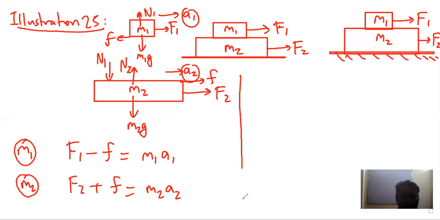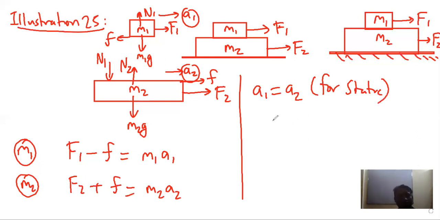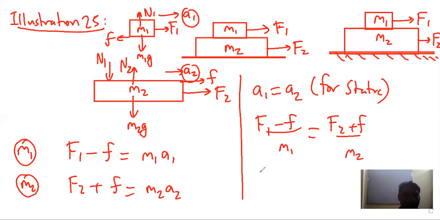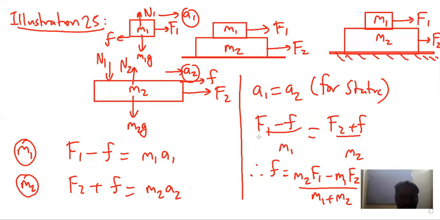Now we can say acceleration A1 will be equal to A2 for static friction to act. Because if we want static friction, the acceleration should be same. There should be no relative motion. So A1, which is (F1 minus small f) upon M1, is equal to (F2 plus small f) upon M2. So if I solve these two equations, friction will come out to be (M2F1 minus M1F2) upon (M1 plus M2). So this is the value of static friction which we need to find.